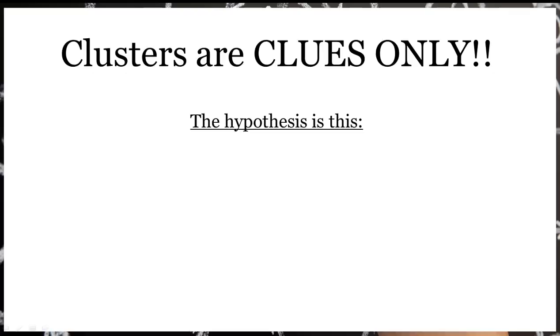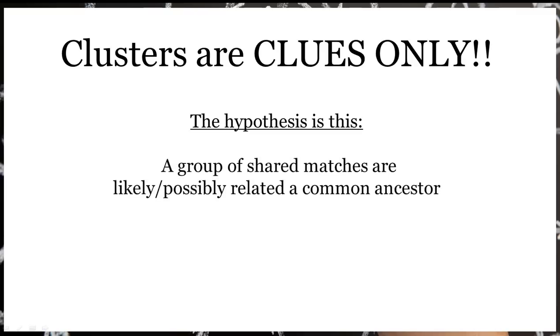It requires a lot of follow-up work to ensure that what we hypothesize about these clusters is the most likely reason for the clustering. And the hypothesis for a cluster is this: a group of shared matches are likely or possibly related through a common ancestor. That's the basis for genetic networks. That's the basis for shared matching. That's the basis for in common with. That people within a cluster, within a group, are likely related through a common ancestor.